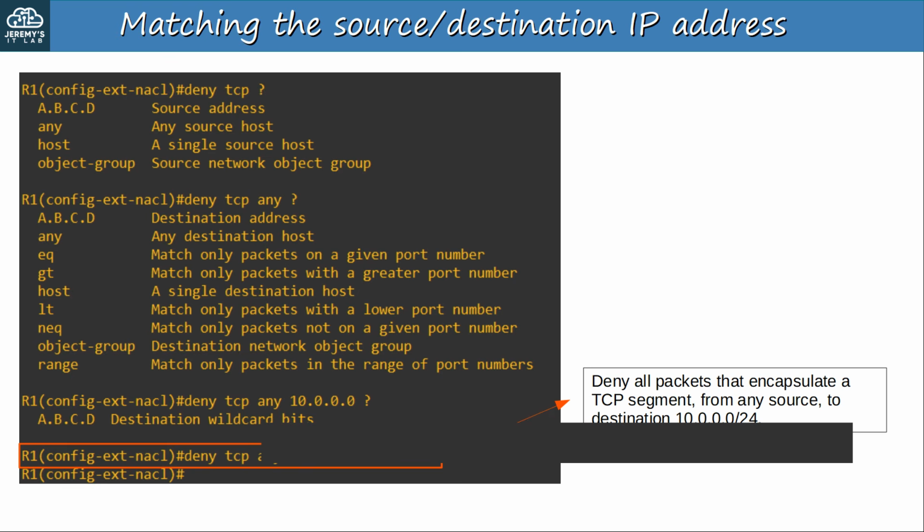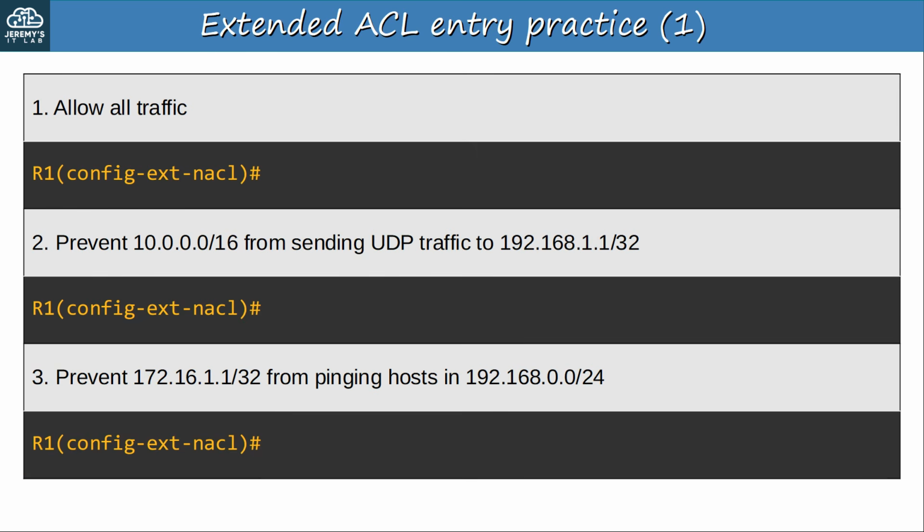But now, I want you to practice writing a few extended ACL entries. Here are a few practice questions. These aren't entries in the same ACL, just individual entries, so you can practice writing entries for extended ACLs. If you can, pause the video and try to write out each entry on your own before I show the answers. Okay, let's check each one. Number 1 first. How can you write an extended ACL entry that permits all traffic?